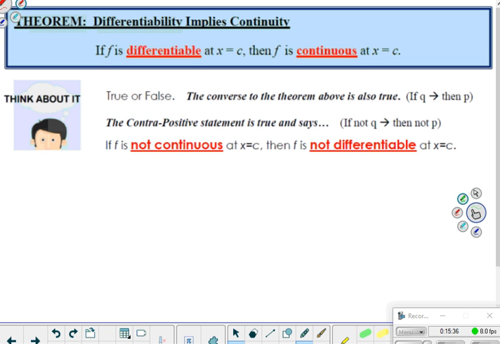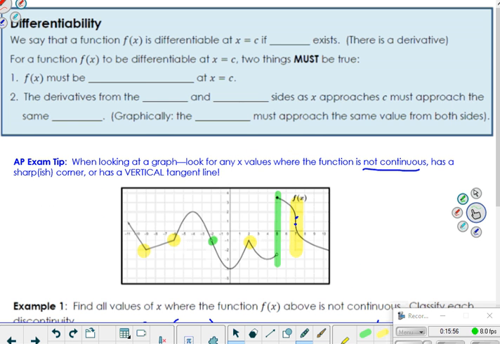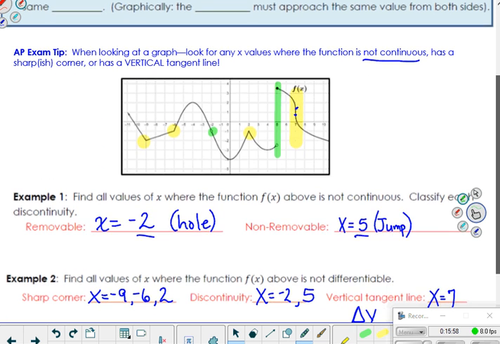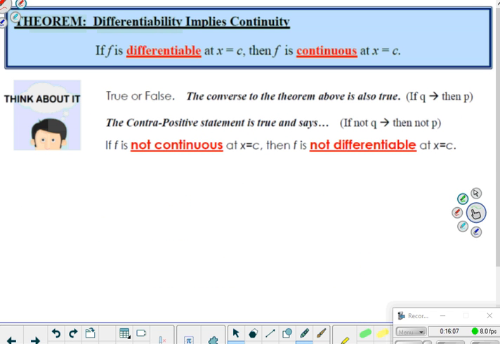The theorem that talks about differentiability tells me differentiability implies continuity. If f is differentiable at x equals c, then I know for sure it was continuous at x equals c. Remember when we started this game today, we looked for those places of discontinuity because we knew that our functions would not be differentiable where we had discontinuities. So that is this theorem in a nutshell.